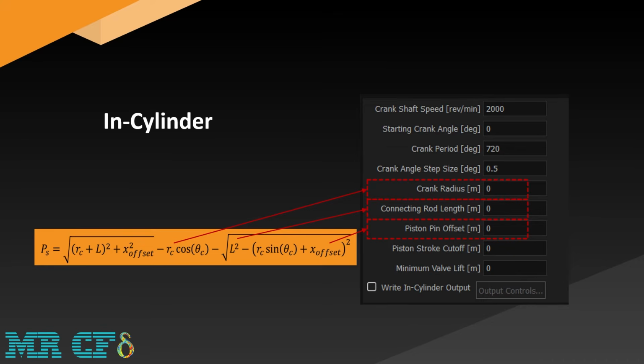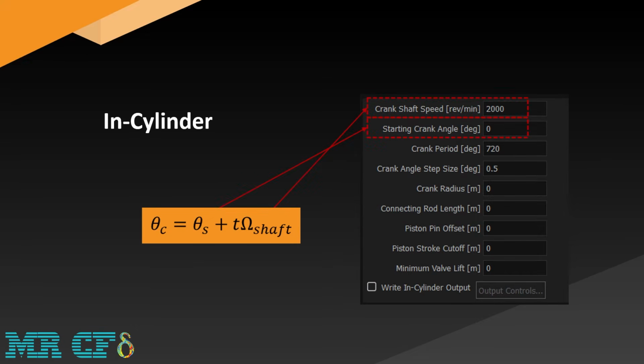As you can see in the cylinder window, we need to define parameters such as crank angle, connecting rod length, and piston pin offset based on the formula we provided in the previous slides. There is another parameter which is current crank angle. This current crank angle is obtained according to the formula we presented earlier. In this formula, we defined parameters such as crankshaft speed and starting crank angle.